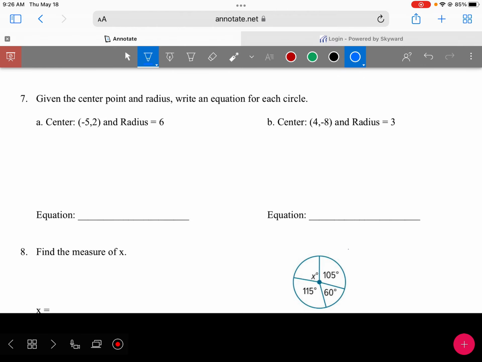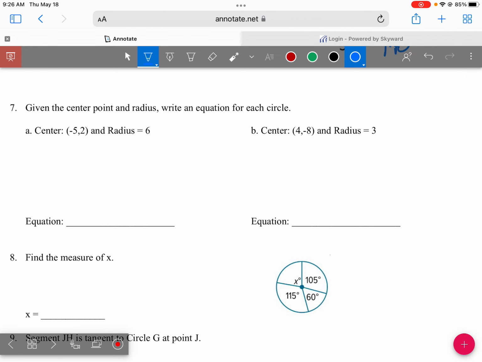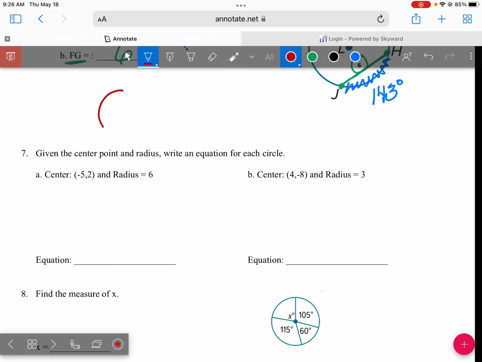Did we do 7? Okay, because I guess I did do it with the last class. So given the center point of a circle, here's my center point. That center point is HK. That's the center point. And radius R. Okay, this is my radius. Given those two, write an equation for each circle.